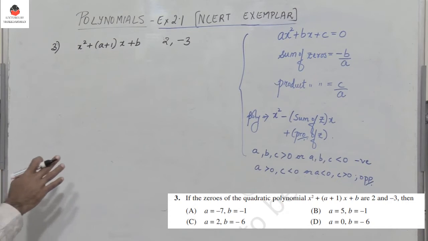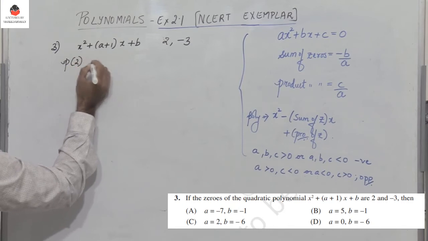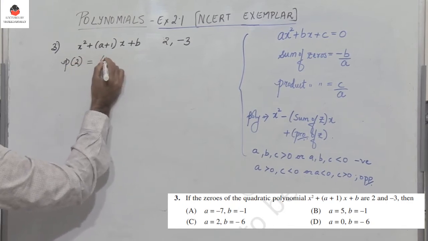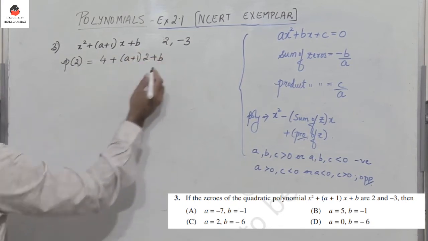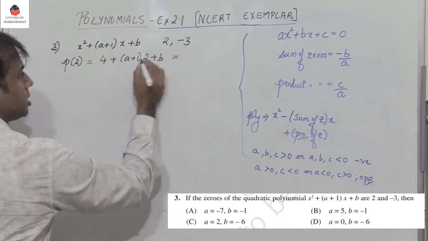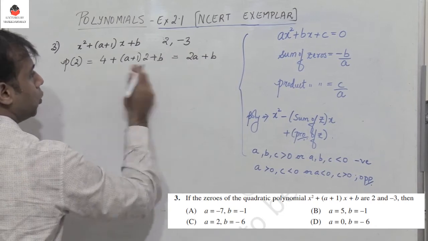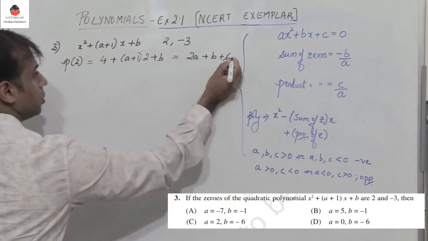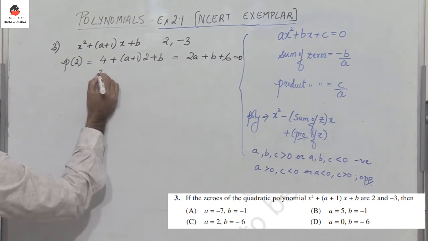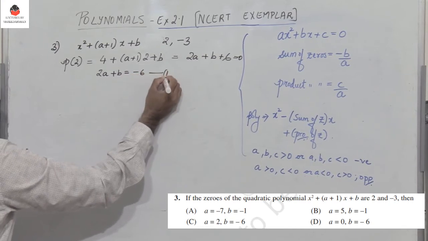So what has to be done? Just substitute the value of the zeros in this polynomial. So p of 2 is nothing but equal to 2 squared, which is 4, plus (a plus 1) into 2 plus b. Or I get 2a plus b. So this is 2 plus 4, which is 6. So I get 2a plus b plus 6, and this is equal to 0. So I get one equation, 2a plus b equals minus 6. Let me call this equation 1.